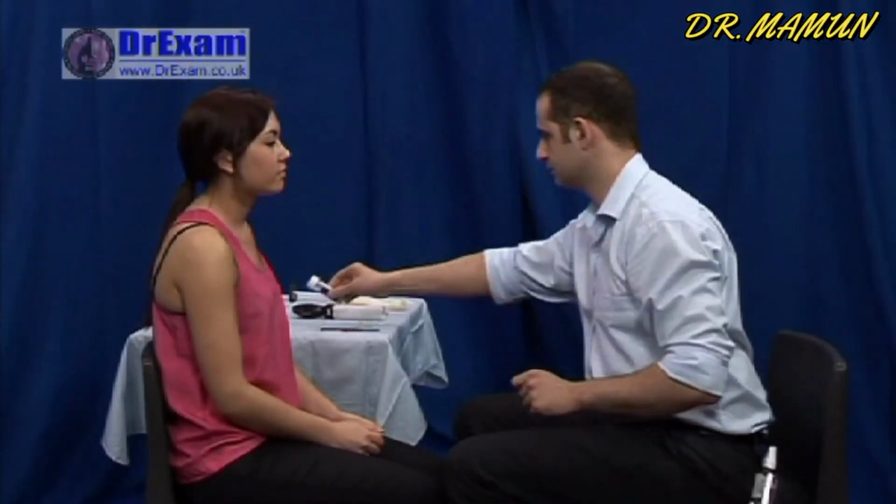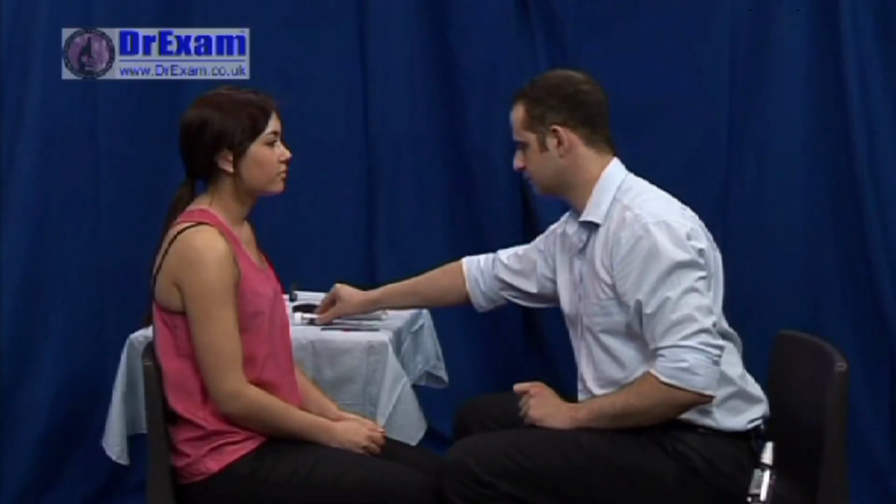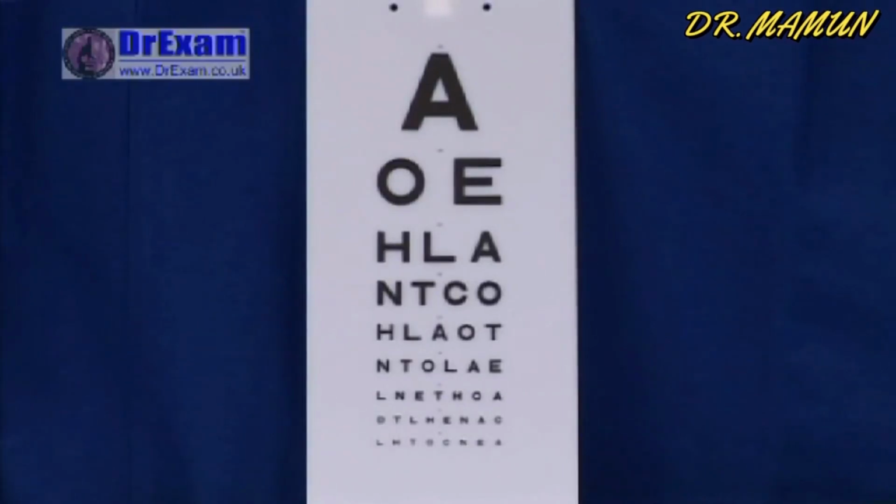Now test the optic nerve. Start by assessing visual acuity, testing each eye separately using a Snellen chart. You should now assess the visual fields, testing each eye separately by confrontation using a red hat pin.